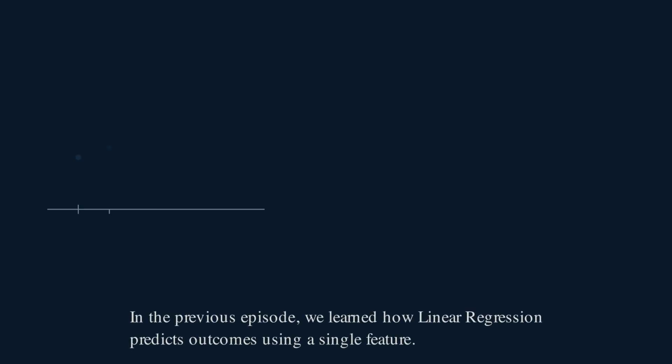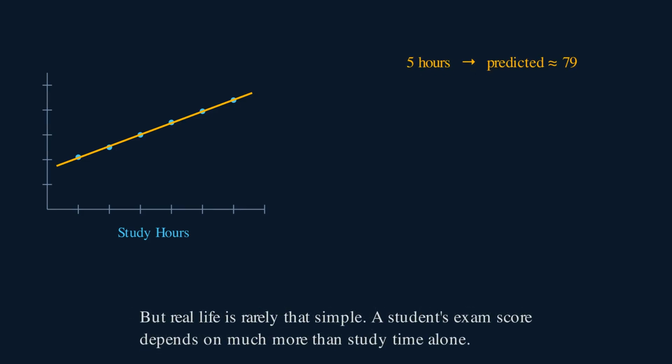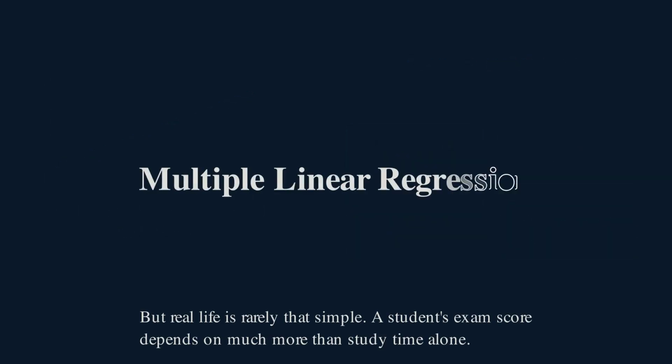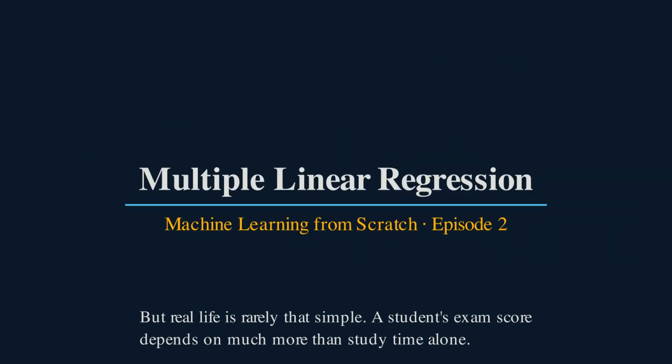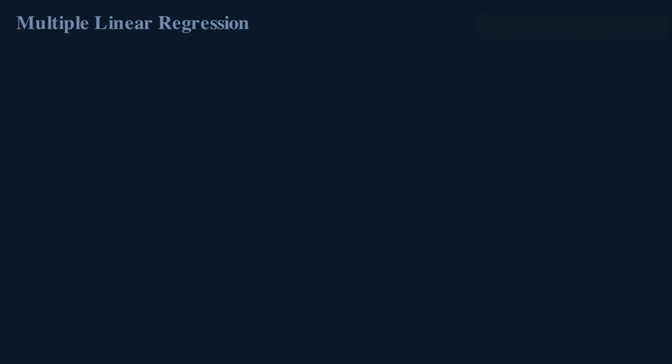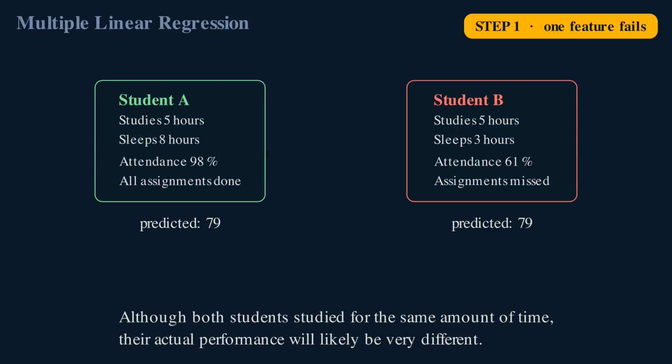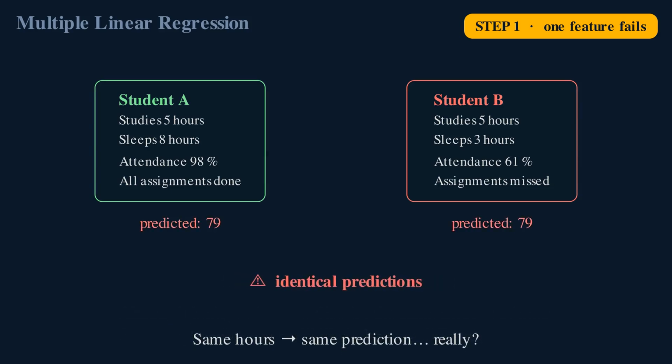In the previous episode, we learned how linear regression predicts outcomes using a single feature. But real life is rarely that simple. A student's exam score depends on much more than study time alone. Although both students studied for the same amount of time, their actual performance will likely be very different. One variable cannot explain every outcome.